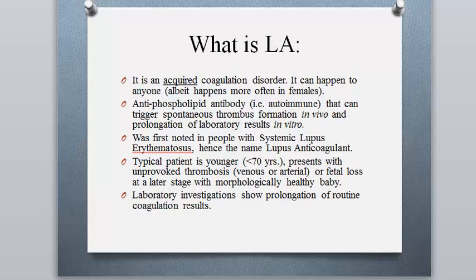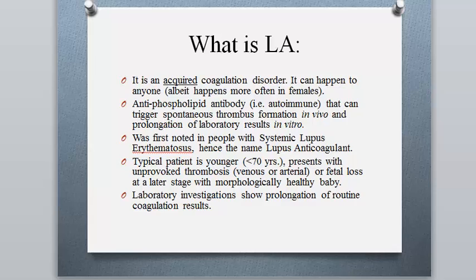During this disorder, patients start producing antiphospholipid antibody. So the disorder is autoimmune. That antiphospholipid antibody can trigger spontaneous thrombus formation in vivo, meaning inside the body. And interestingly enough, it can cause prolongation of laboratory coagulation results in vitro, which means in the test tube.